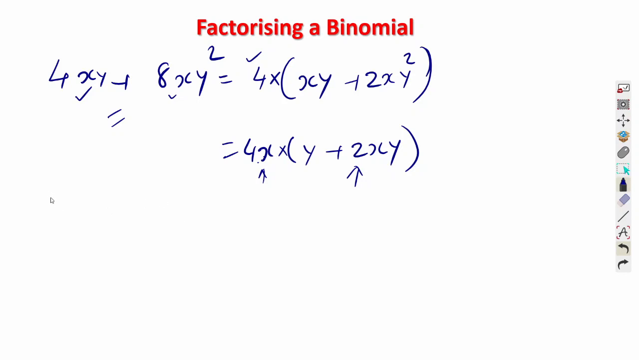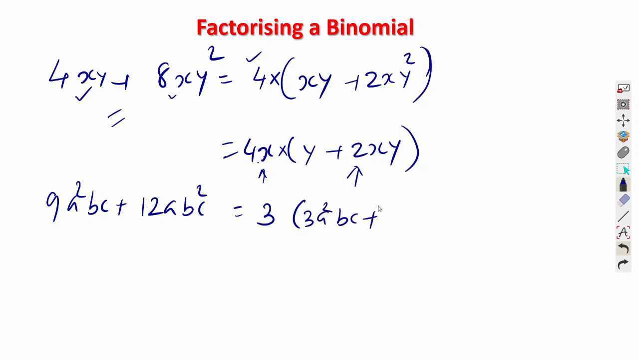Understood? If the expression is 9a square bc plus 12abc square, two different terms, a binomial expression. If I try to find the common factor for 9 and 12, it is 3. Then naturally to get 9 I should have 3 inside, to get a square I should have a inside, then b and c, plus, in order to get 12 I need 4 over here, and then I will write a, b, c square. This is one way of writing it.